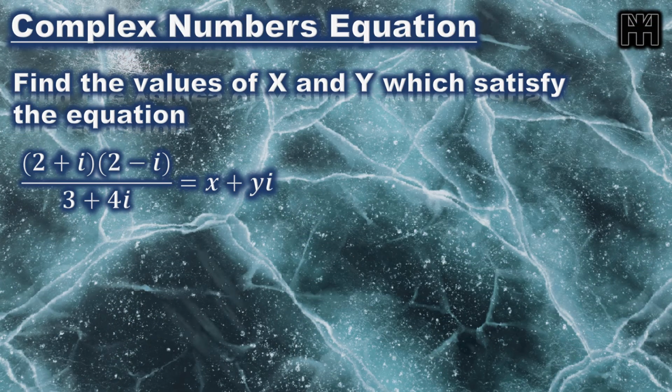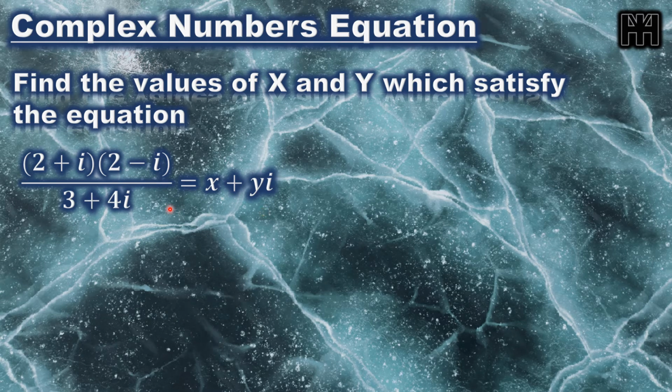Find the value of x and y which satisfy the equation 2 plus i multiplied by 2 minus i over 3 plus 4i equals x plus yi. As previously, the right hand side is in the standard form, but the left hand side is not in the standard form. So we need to put the left hand side in the standard form.